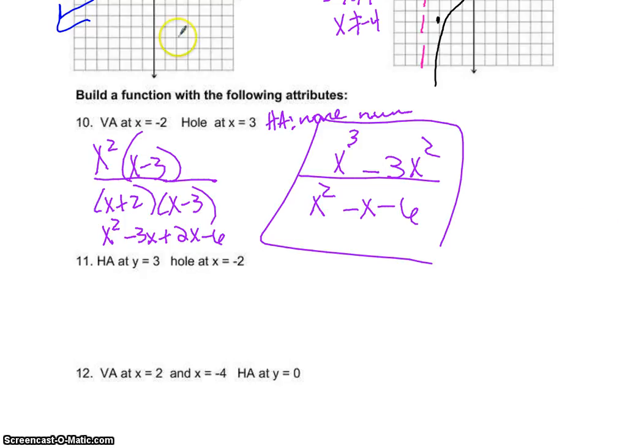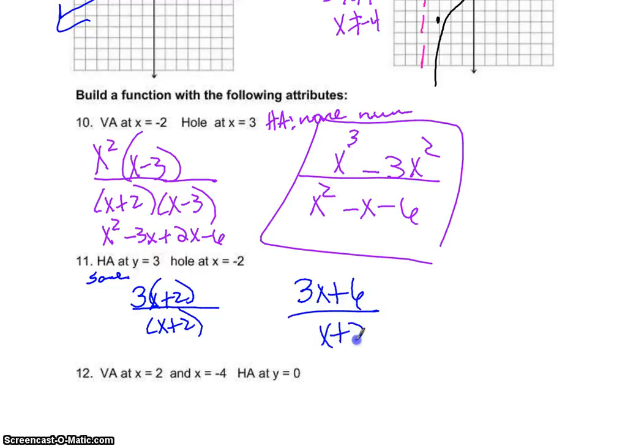So the next one tells me that I have a horizontal asymptote at y equal 3. This means that the degree is the same, and the coefficients are going to reduce to 3. We'll deal with that later. I have a hole at x equal negative 2, so that means I have x plus 2 on the top and the bottom. That's all I have to do, except I got to fix my horizontal asymptote. They are already the same degree. They're both x to the first, but I need that 3 on the top. So it becomes 3x plus 6 all over x plus 2.